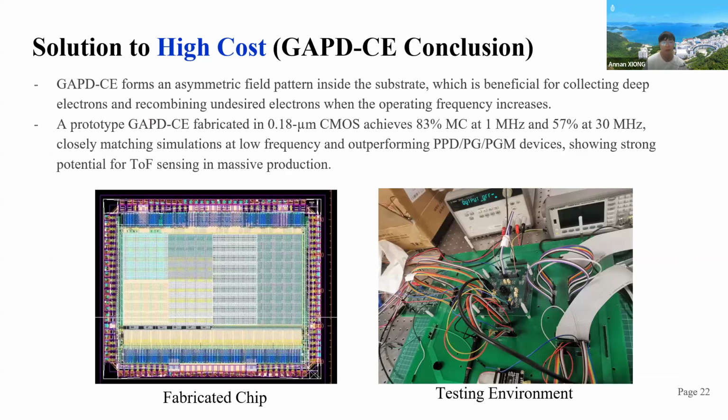In conclusion, we successfully formed an asymmetric field pattern inside the substrate, which is beneficial for collecting deep electrons. This prototype successfully achieves 83% of MC at 1 MHz and 57% at 30 MHz, closely matching the simulation at low frequency and outperforming other PPD, PG, or PGM devices. The results show the strong potential for iToF sensing in mass production. This is a fabricated chip and the testing environment.